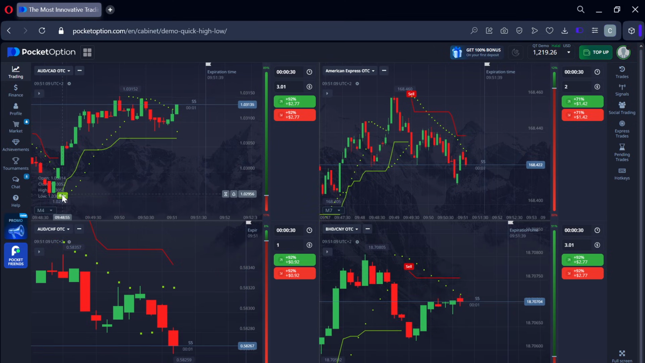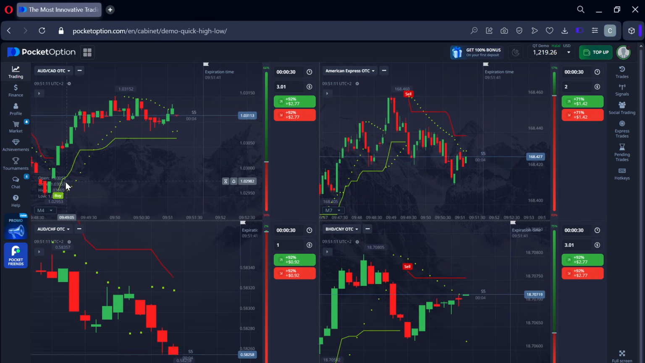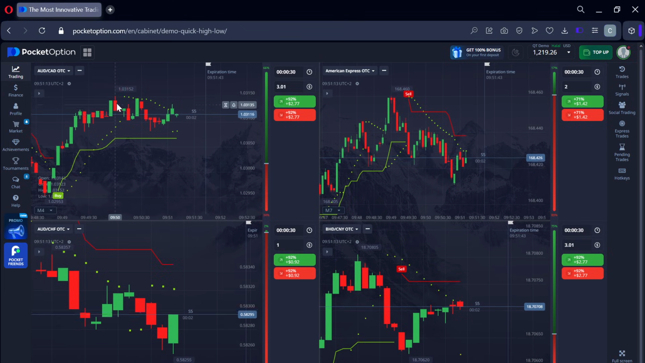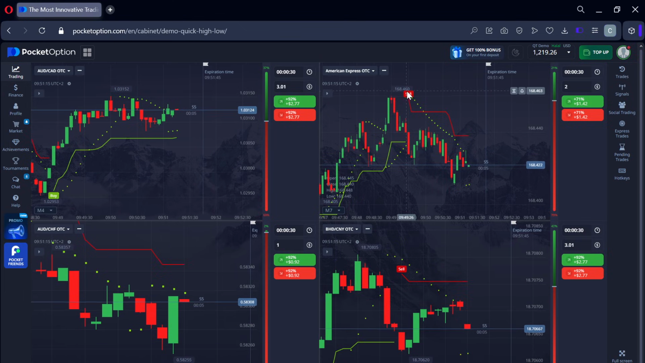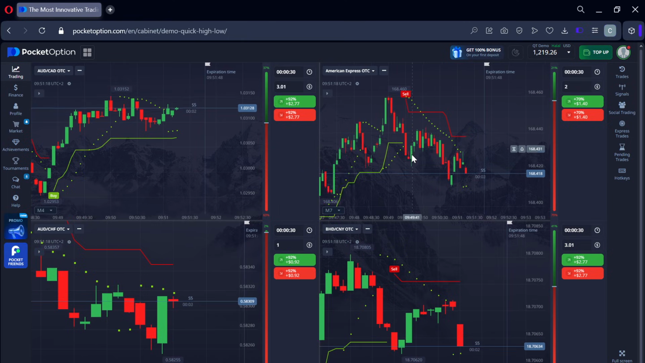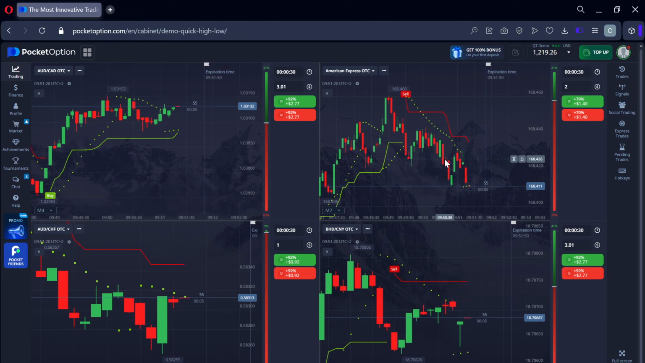We were given a buy over here. The dots were below, and we were able to take a buy. We would have won here. Here, we were given a sell. The dots are above, and we can obviously take a sell here, and we would have won the sell.